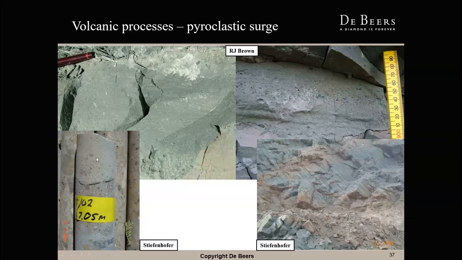Bottom left is an example of a surge in Voorspoed. This is an example of some low angle crossbeds in surges from Johann. And here is another rotated block from the tuff ring which fell into the crater. You can see the very prominent bedded units in there.